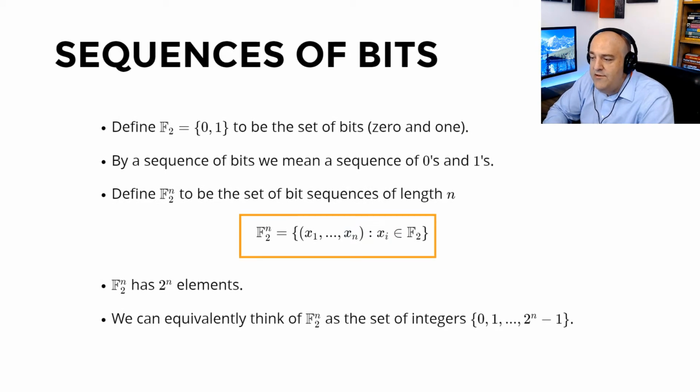Let F2 be the set {0, 1}, just a set of bits. There are only 2 bits, and by a sequence of bits, we just mean a sequence of zeros and ones. If we have a value n, F2^n will be the set of all bit sequences of length n. We can think of those as n-tuples (x1, ..., xn), where each xi is in F2. So clearly F2^n has 2^n elements. And if we regard these as bit expansions of integers, we can think also of F2^n as a set of normal integers, 0 up to 2^n minus 1.